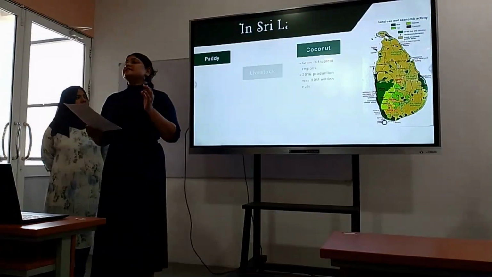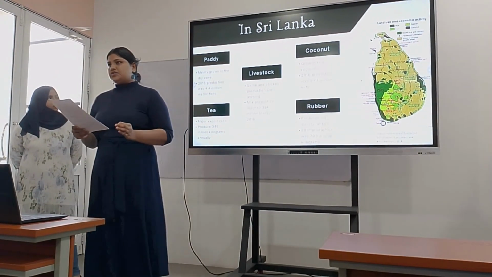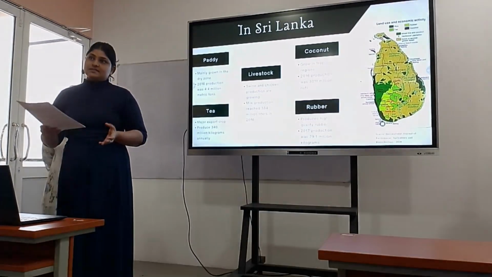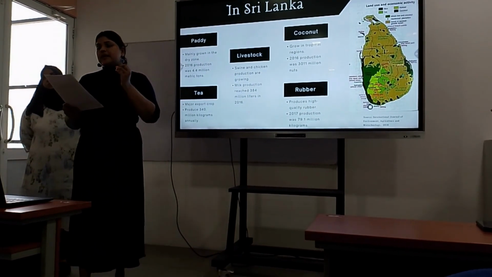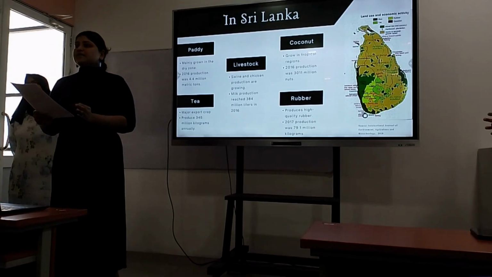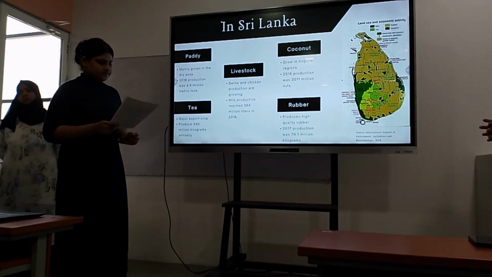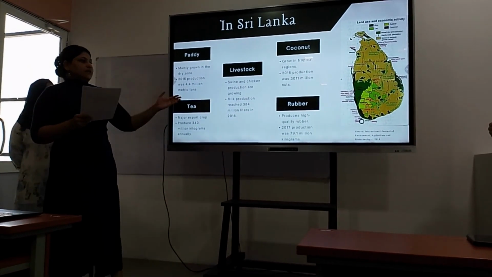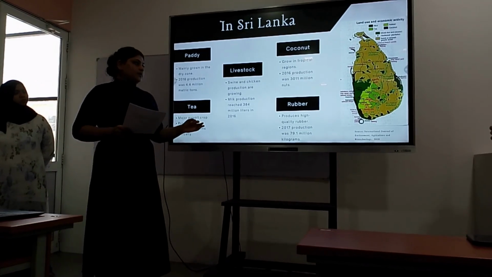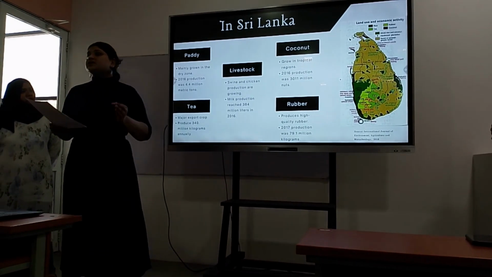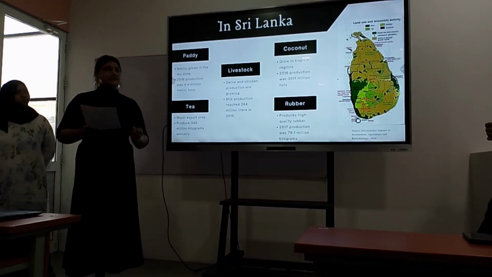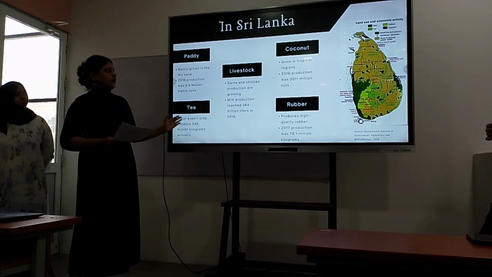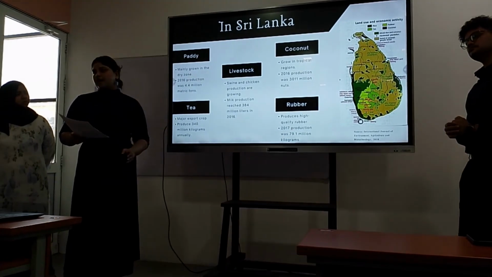Now, let's zoom in on a specific region in agriculture that is close to our hearts, Sri Lanka, our motherland, which stands out due to its favorable climate and diverse ecosystem for agriculture. Sourced from the International Journal of Environment, Agriculture and Biotechnology 2018, Sri Lanka's key agricultural products include paddy, tea, livestock, coconut and rubber.